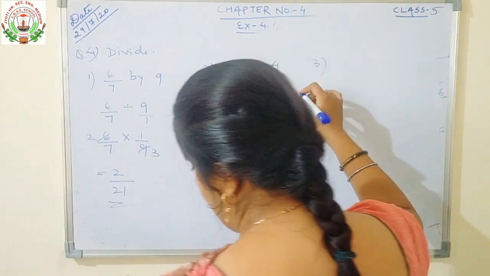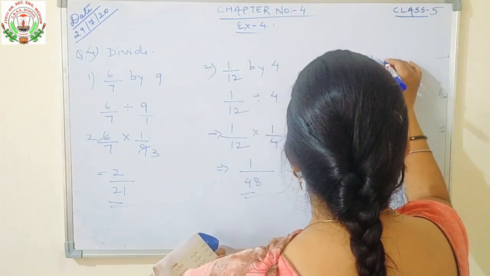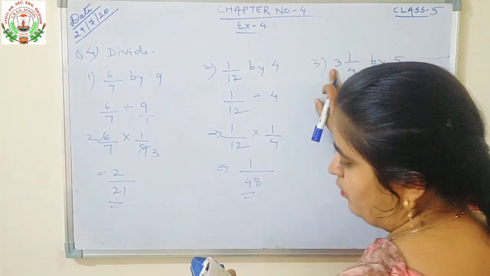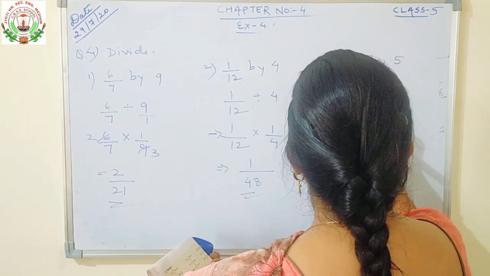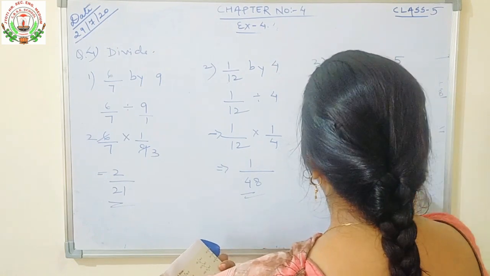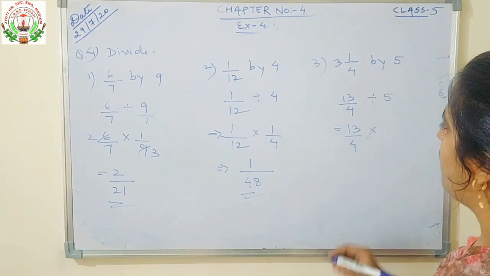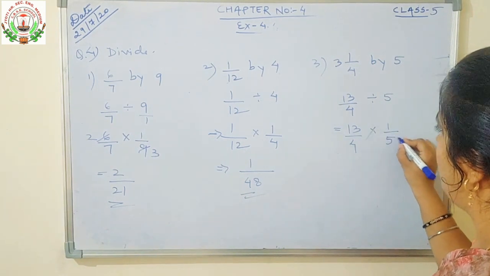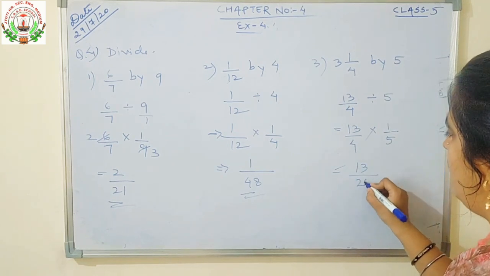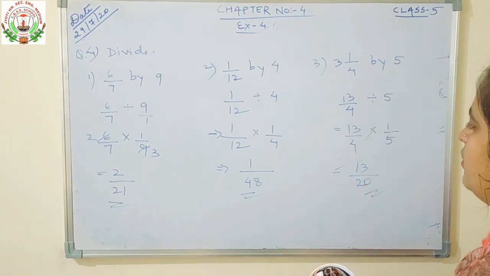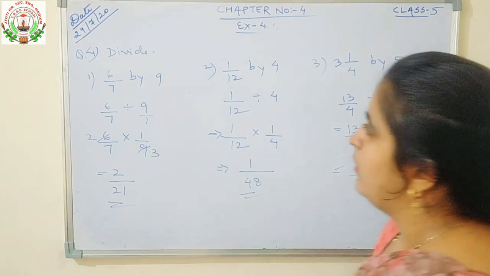Next is number 3. 3 1 by 4 by 5. 3 4s are 12. 12 plus 1 is 13 upon 4 divided with 5. 13 by 4, in place of division we will put multiplication and the reciprocal. Okay. 13 ones are 13. 4 5s are 20. So what is our answer? Our answer is 13 by 20.